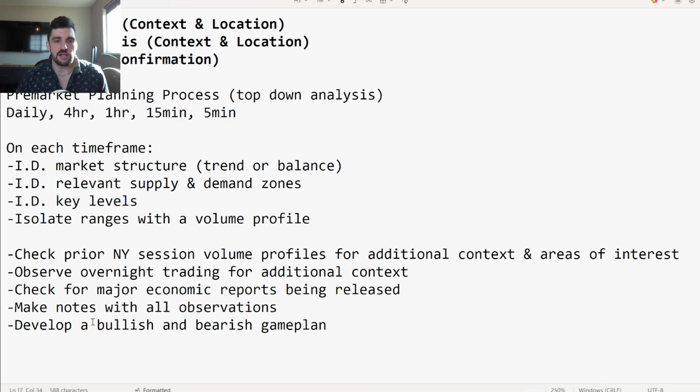And then I'm going to develop a bullish and bearish game plan around my observations. Okay, so it is a lengthy process. It comes with years and years of experience doing this, but this is how you can be a surgeon in these markets, be really, really accurate, and find opportunities pretty much every day with a high degree of success.